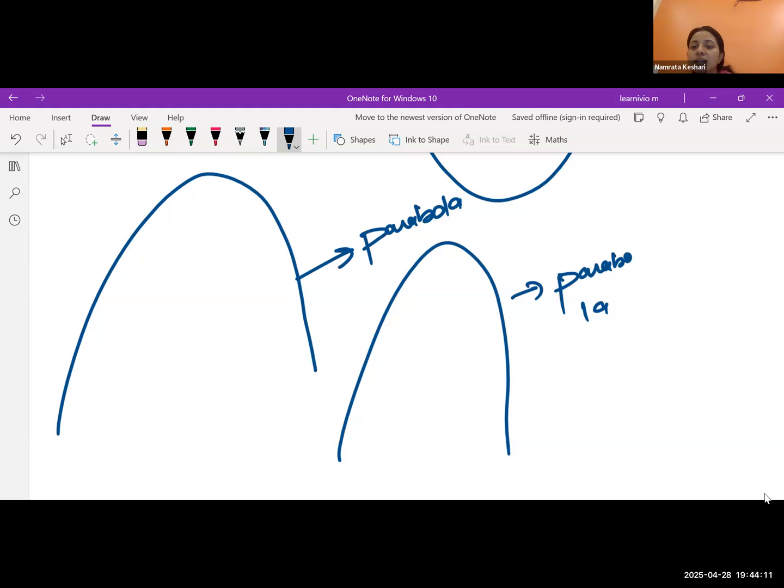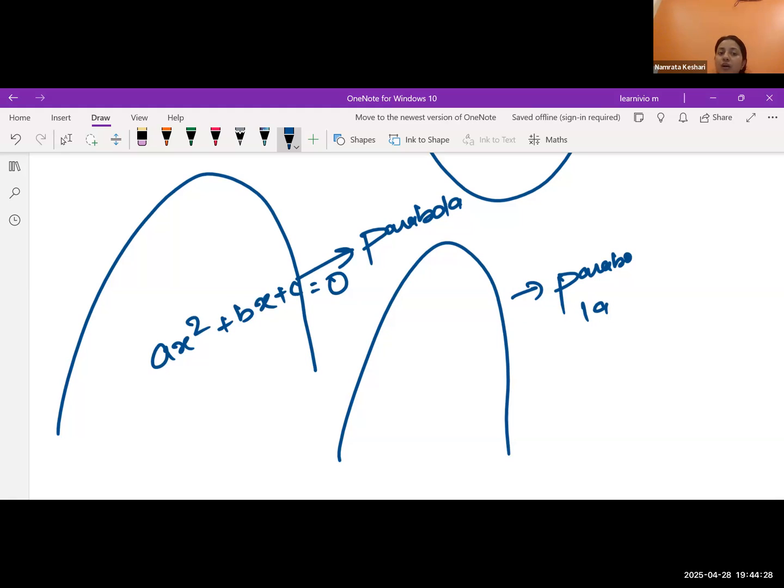The way you are Enaan and I am Namrata, in the same way this type of U-shaped figure is called a parabola. And we get this type of U-shaped figure when we plot a quadratic equation.